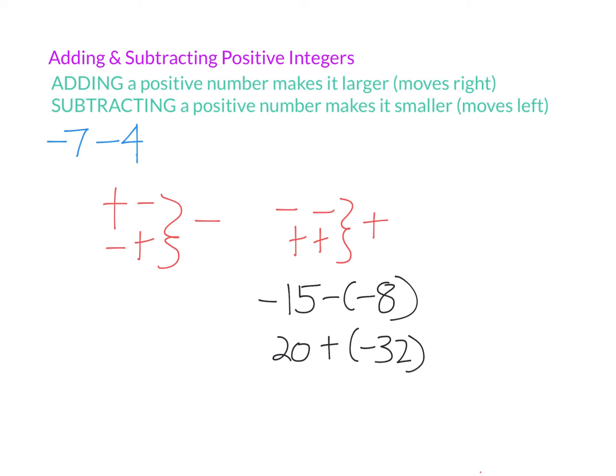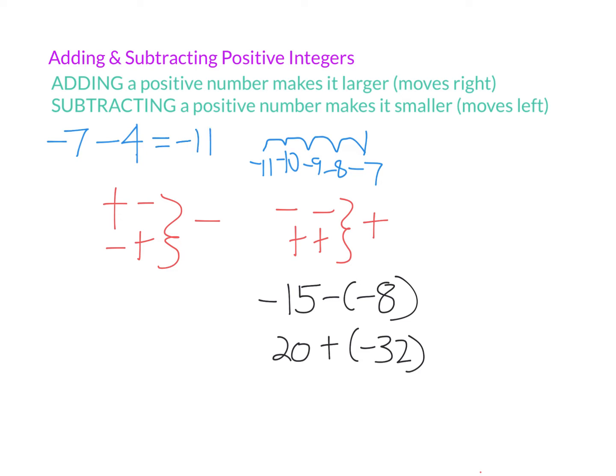Well, if you're stuck, you can draw up a number line. So if we have negative 7 here, that's where we start. If we want to subtract 4, we actually go to the left. So we start here at negative 7. The next number to the left will be negative 8, negative 9, negative 10, and then negative 11. So negative 7 minus 4 equals negative 11.